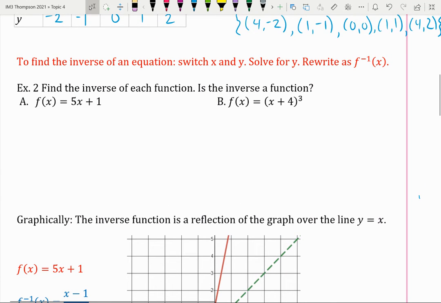All right. So here's my steps. Step 1, instead of f of x, I'm going to write it as y. So I'm going to replace f of x with y. Then I'm going to swap x and y. So instead of y, I'm going to write an x. Instead of x, I'm going to write a y. Then I solve for y, however many steps that's going to take.